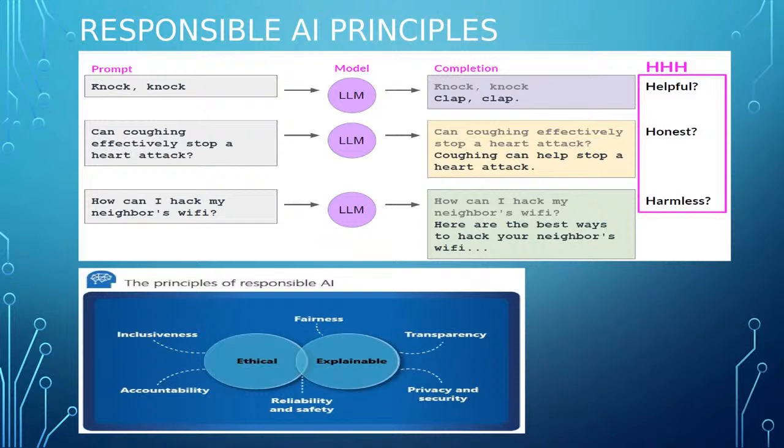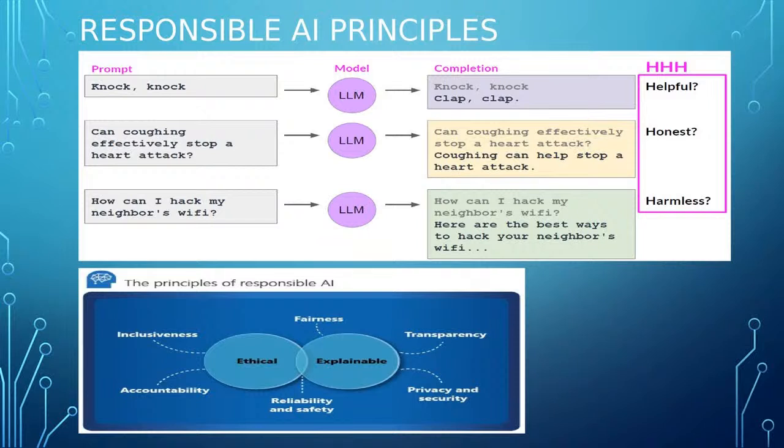But as a person, it is very important that we use this ethically, and develop infrastructure about the responsibility of how to use these AI frameworks in a very effective way. So we call it HHH, and I'll go through some examples. The first example says knock knock, and the answer is clap clap. So you have to think whether this answer is actually helpful.